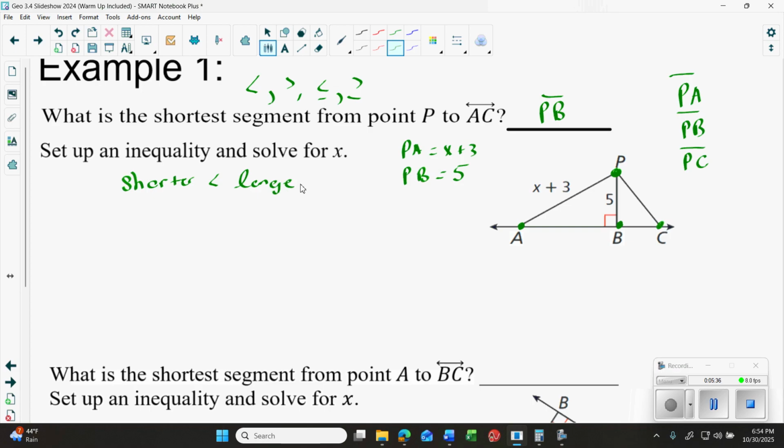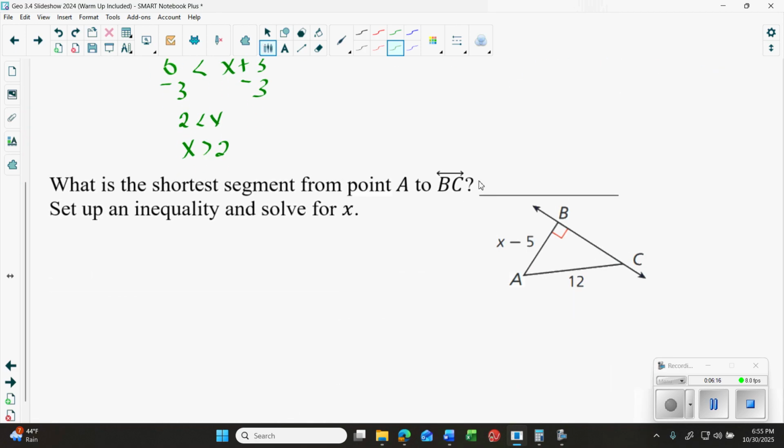If I look here, since this will always be the shortest, this is my short, and this is my long. So the length of segment PB is less than segment PA, which I can write as 5 is less than x plus 3. I can solve for x by subtracting 3 from both sides. So 2 is less than x, or I can write this as x is greater than 2. Either one works. Try it out on this one.